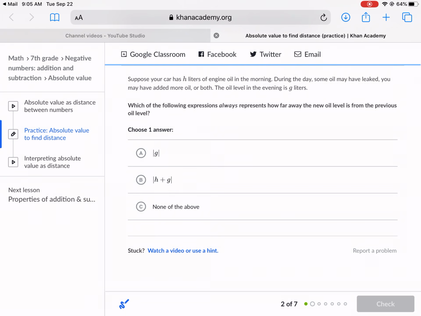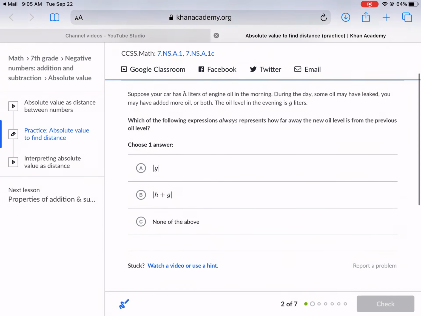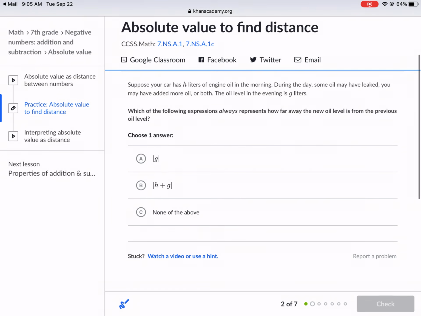Suppose your car has H liters of engine oil in the morning. During the day, some oil may have leaked. Ooh, you got a problem there. You may have added more oil, or both. Oh, so it's three possibilities. So you added some and lost some. The oil level in the evening is G liters. Which of the following expressions always represents how far away the new oil level is from the previous oil level?